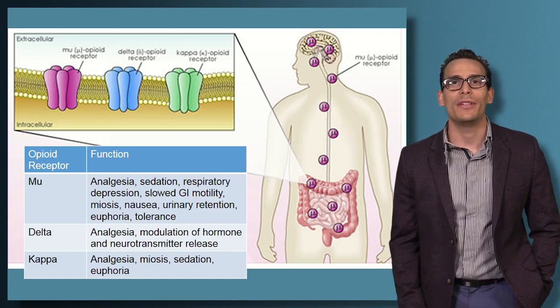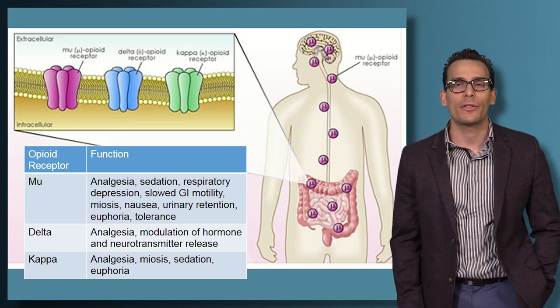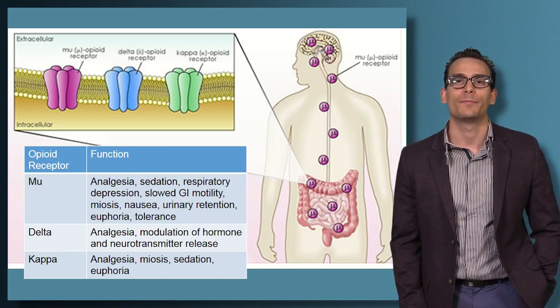On the right side of the slide, we see the vast distribution of mu receptors in the body, including the central nervous system, as well as peripheral tissues, in this case depicted by the gut wall.